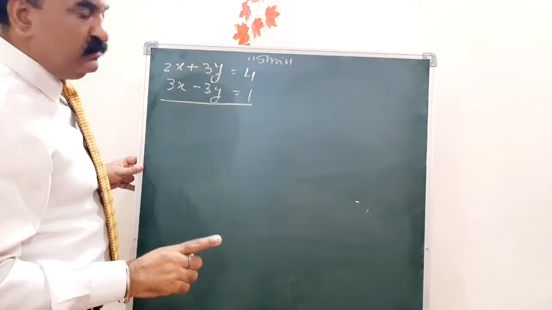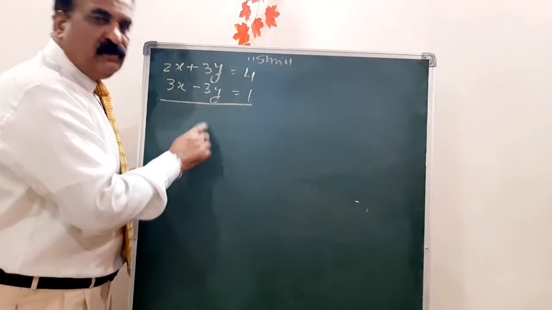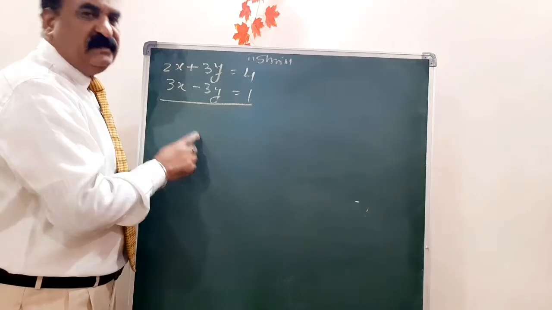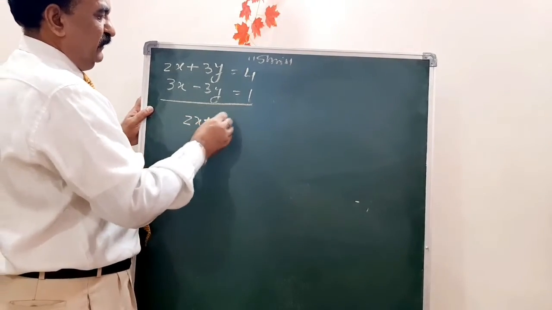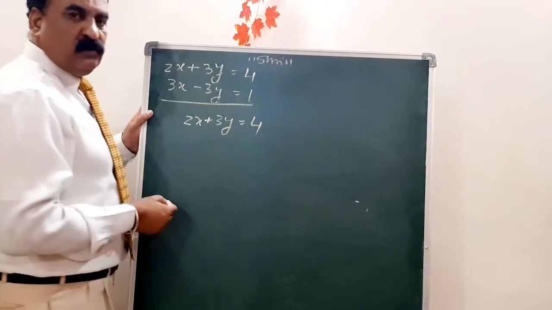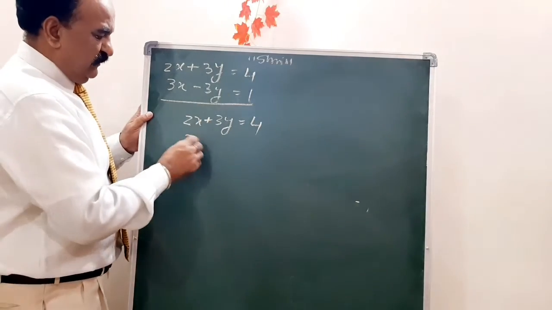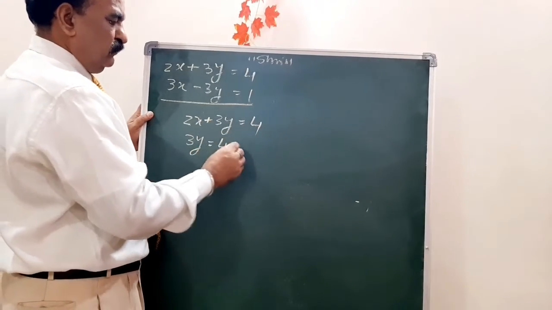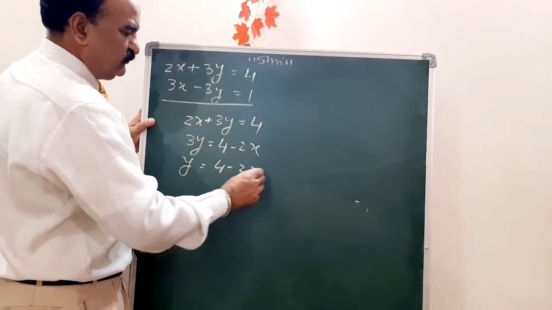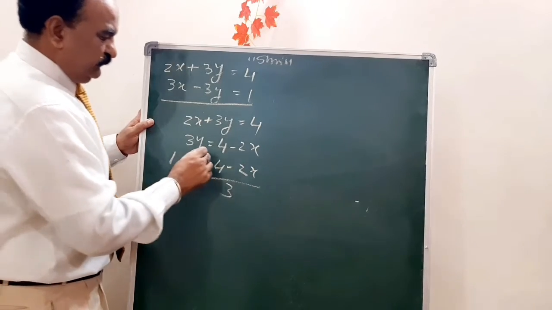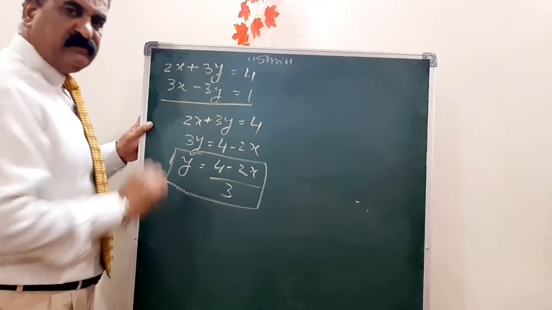x equal to 1, you can put in any equation and find the value of y. But now I am teaching you the method of substitution. What you have to do? Find the value of x or y from any equation by your choice. So 2x plus 3y is equal to 4. You can find the value of y, you can find x also, no problem. 3y is equal to 4 minus 2x. So y is equal to 4 minus 2x upon 3. Now this is the value of y. y is equal to 4 minus 2x upon 3.